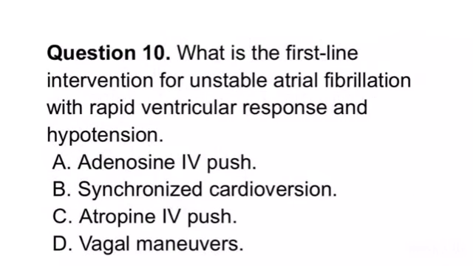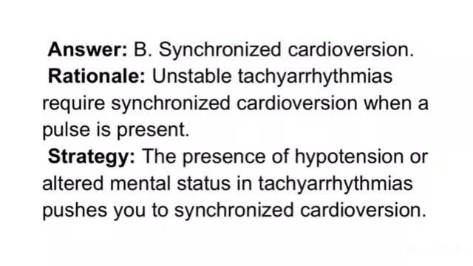Question 10. What is the first-line intervention for unstable atrial fibrillation with rapid ventricular response and hypotension? A. Adenosine IV push, B. Synchronized cardioversion, C. Atropine IV push, D. Vagal maneuvers. Answer: B. Synchronized cardioversion. Rationale: unstable tachyarrhythmias require synchronized cardioversion when a pulse is present. Strategy: the presence of hypotension or altered mental status in tachyarrhythmias pushes you to synchronized cardioversion.